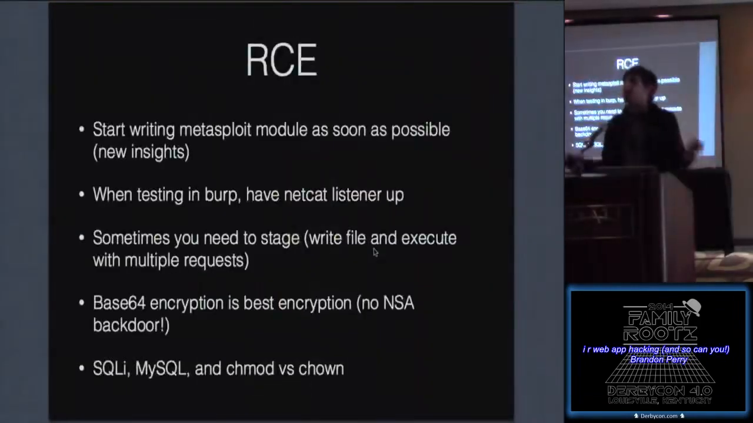So if you find an RCE in a web app, start writing a Metasploit module as soon as you can, because you get new insights as you start trying to automate the way the exploit works. You start realizing, oh, I didn't realize that the application requires CSRF, or doesn't have any CSRF protections or anything like that. And so now not only do you have RCE, you've got CSRF vulnerabilities that you didn't realize were there. When testing in Burp, have a netcat listener up, and then you can just do a wget.